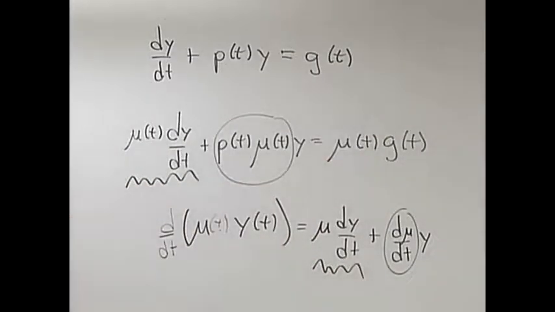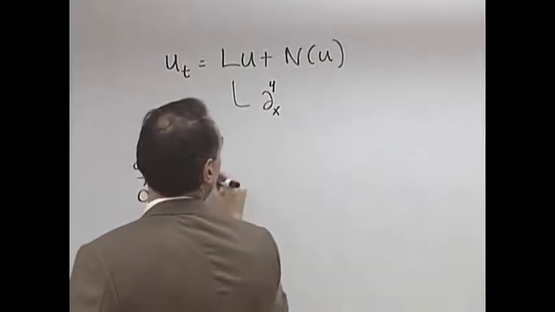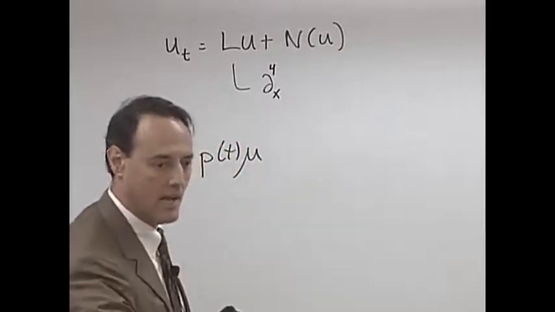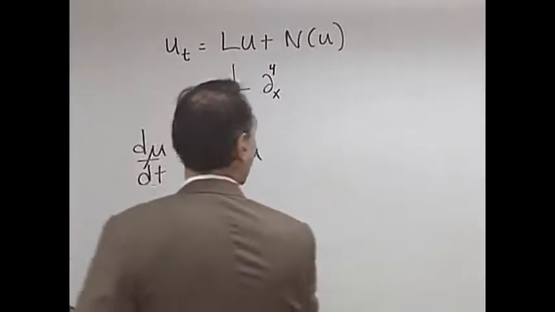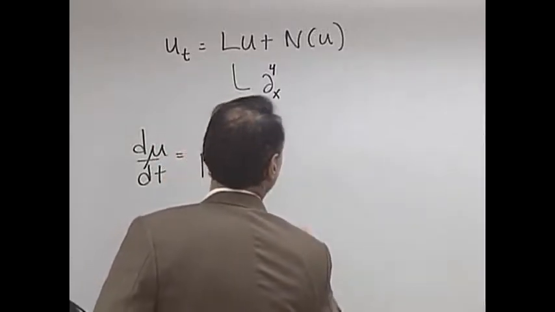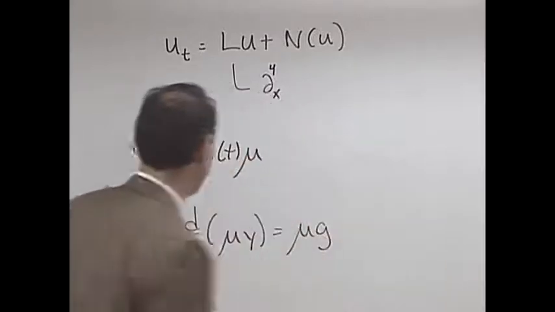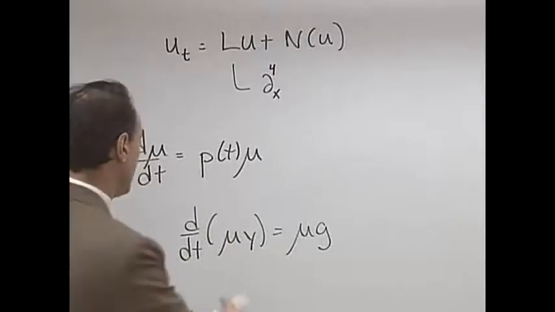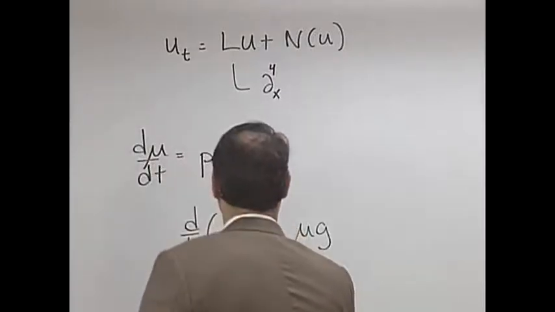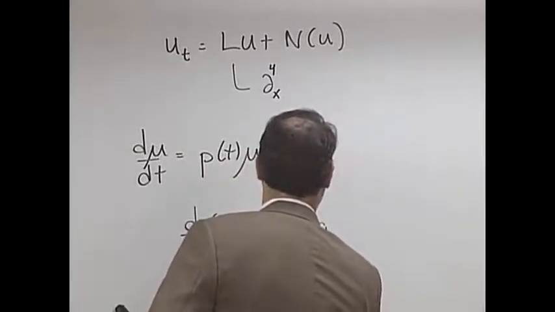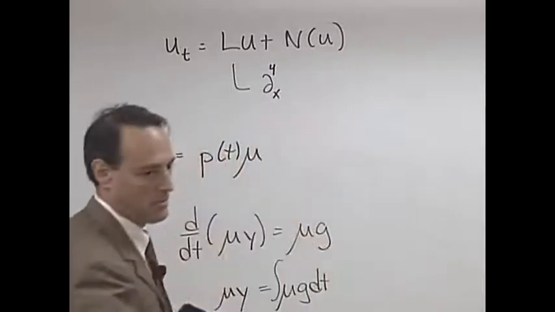So I pick, start here, I'm going to pick d mu dt equals p of t mu. And if I do that, then that equation becomes d dt of mu times y is equal to mu g. I can integrate both sides now. If I integrate this side, I get mu y is equal to the integral of mu g dt, plus some arbitrary constant.